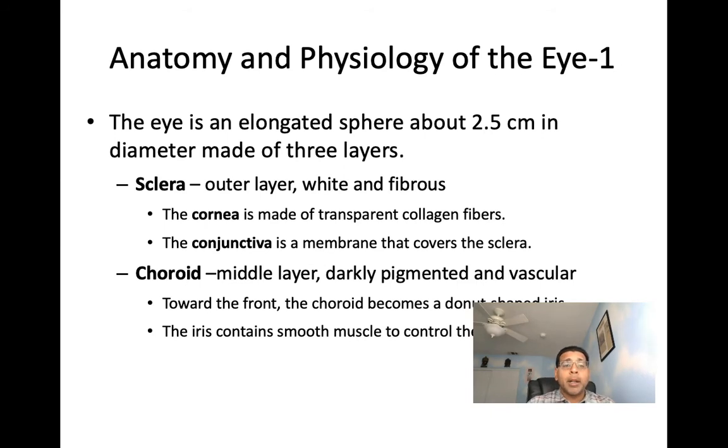The outer layer is the sclera. The sclera is described as being white and fibrous. The anterior continuation of the sclera is the cornea. So the sclera will become the cornea. The cornea is made of transparent collagen fibers. And we'll see from its edge, a mucous membrane forms called the conjunctiva. The conjunctiva is a mucous membrane that covers the sclera. And then we can talk conjunctivitis. Conjunctivitis is going to be an inflammation of that conjunctiva.